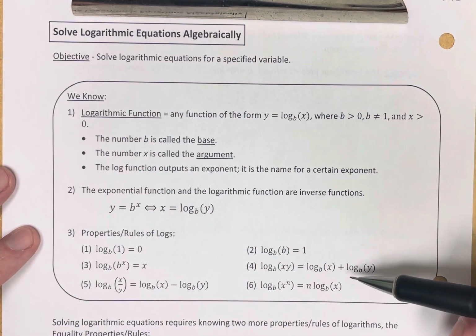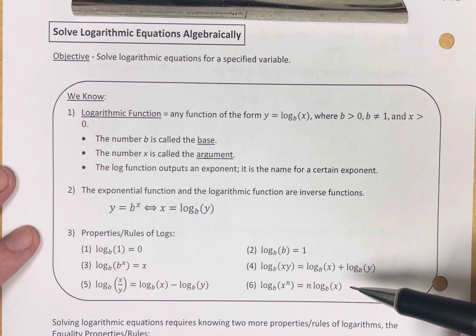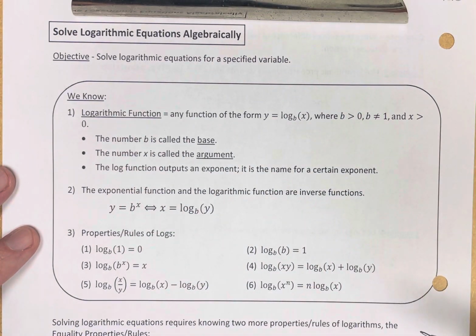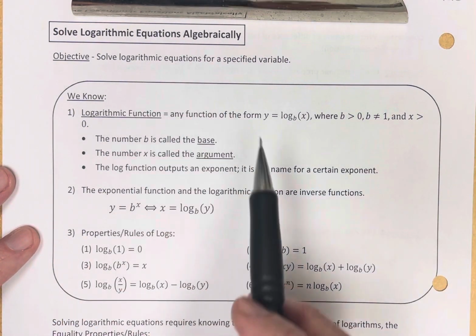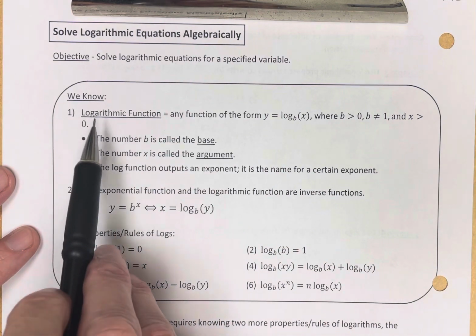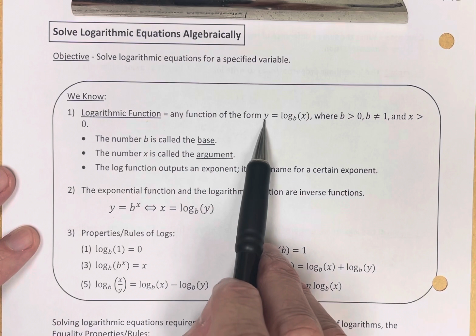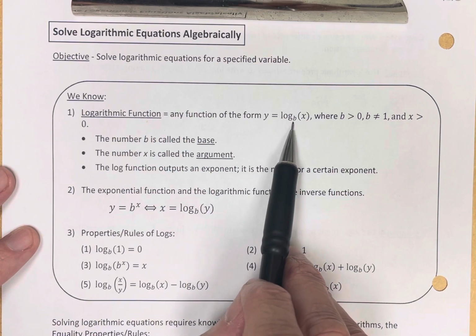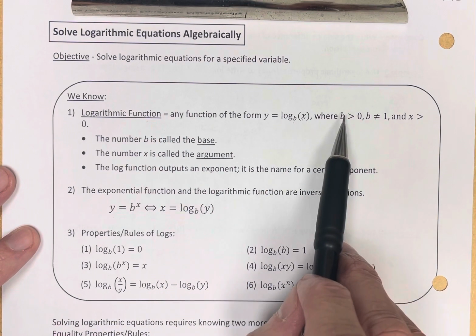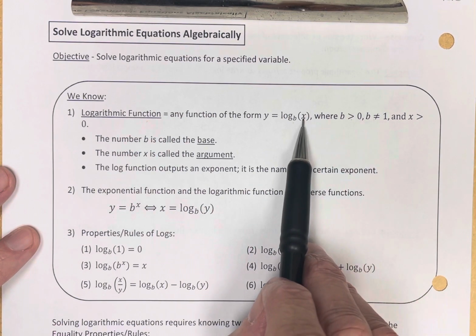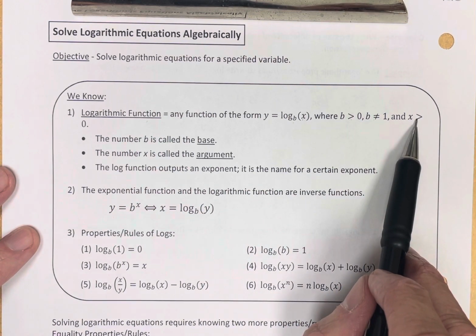We know a lot that's going to come into play here, because we have a pretty big toolkit, and it's going to call on us to use various parts of this toolkit to meet our objective. So what do we know? We know what a logarithmic function is. Any function of the form y equals log base b of x, where the base b is positive and not equal to 1, and the argument x is also positive.